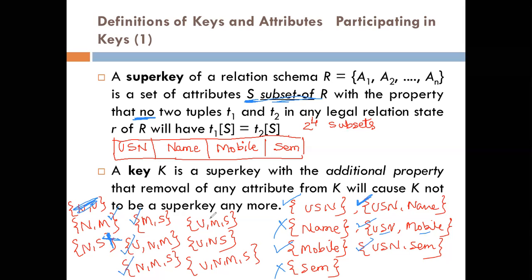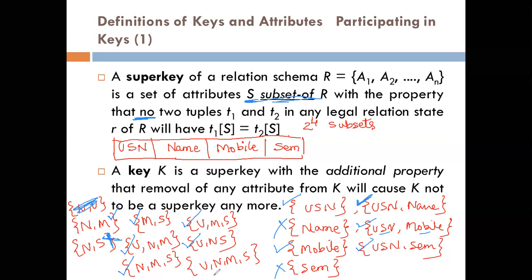Then USN, mobile and semester. USN is there, mobile is there. So two students cannot have same USN, mobile number and semester. So if they cannot have, then it is a candidate for super key. Then can two students have same USN, same name and same semester? Is it possible? No, because USN has to be different. So it is a candidate for super key.